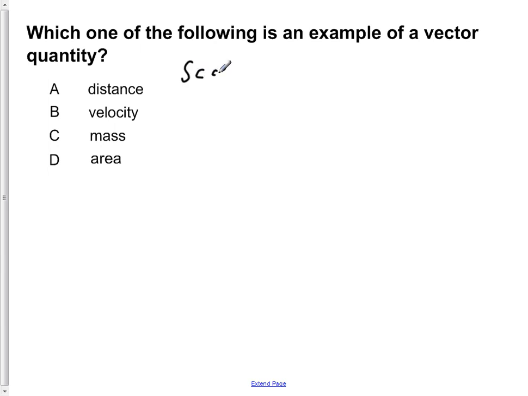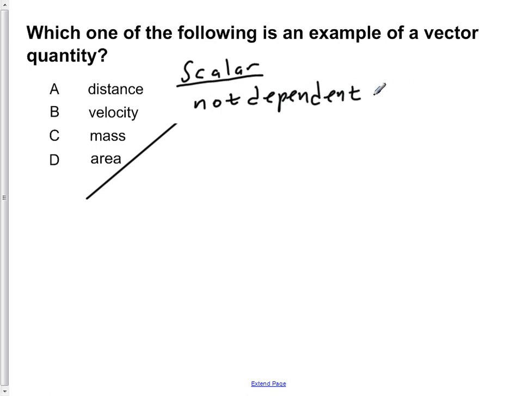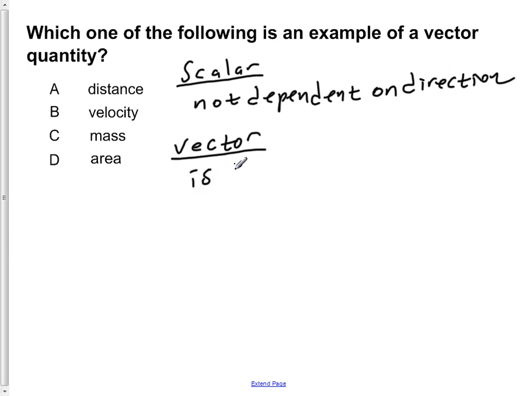So a scalar is not dependent upon direction, while the vector, on the other hand, is dependent on direction. So a scalar has no dependency upon what direction, while the vector does have a dependence on the direction.